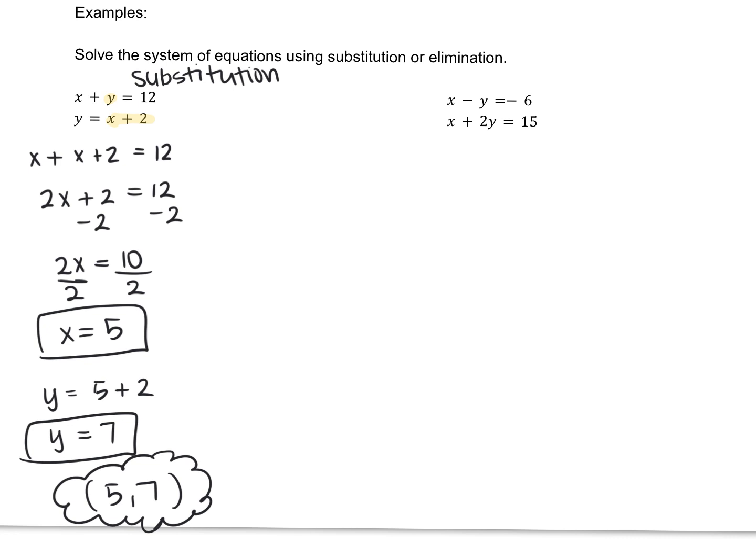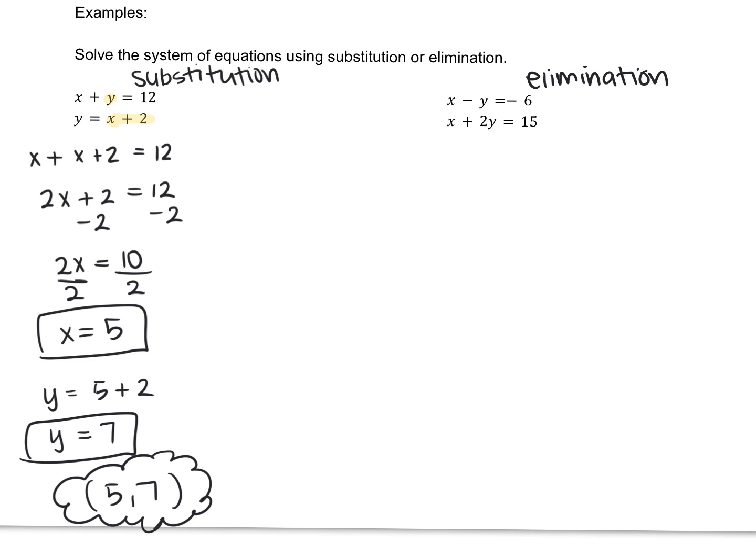The second system of equations is x minus y equals negative 6 and x plus 2y equals 15. So I am going to solve this system using elimination. When I'm trying to determine which variable I'm going to eliminate, I always try to eliminate the easier one. I look for one that already has opposite signs, but I look for the variable I can eliminate by multiplying only one equation. So if a variable already has opposite signs, but it would mean multiplying both equations by a number to eliminate it, I'm going to choose the other variable.